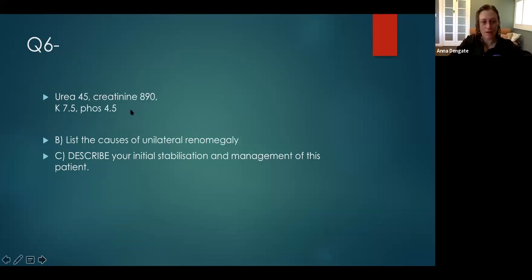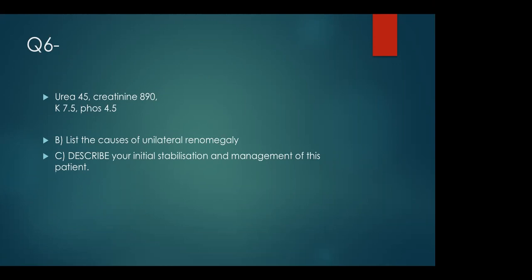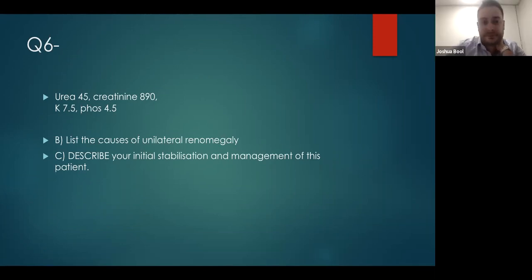Good. All right. So you've got full marks essentially for the radiographic changes that I was after. So moving on to the next component of the question. And I've put the biochemical and electrolyte changes here for reference. But part B, list the causes of unilateral renomegaly. Renal lymphoma. Good. Hydronephrosis. Yep. Pyelonephritis. Good, excellent.